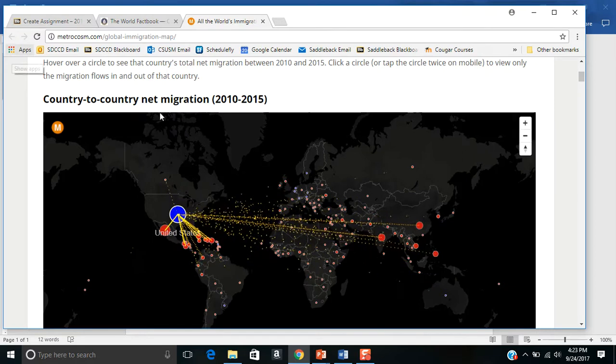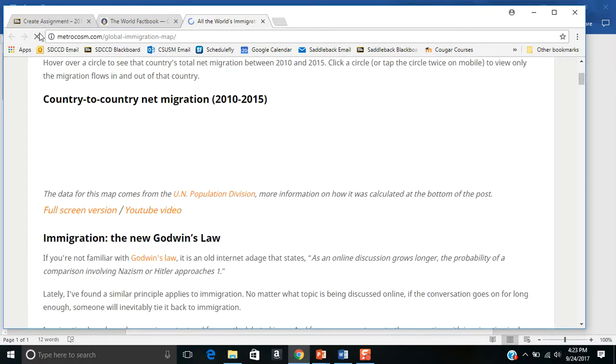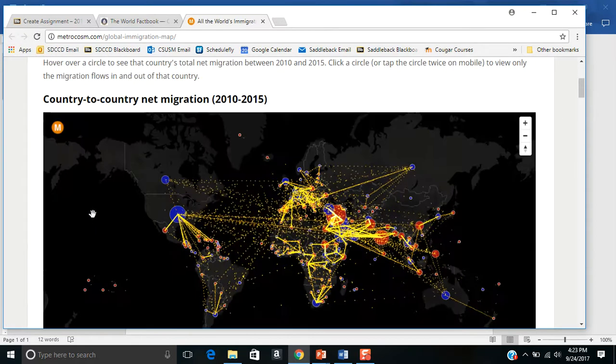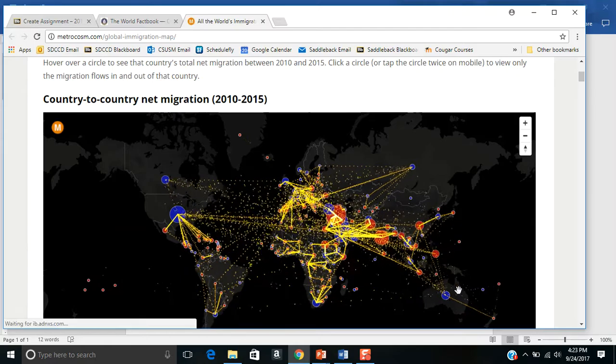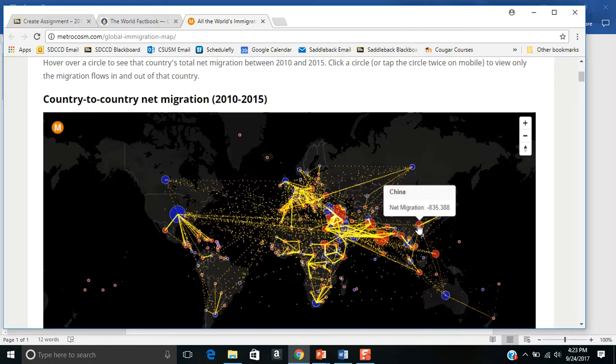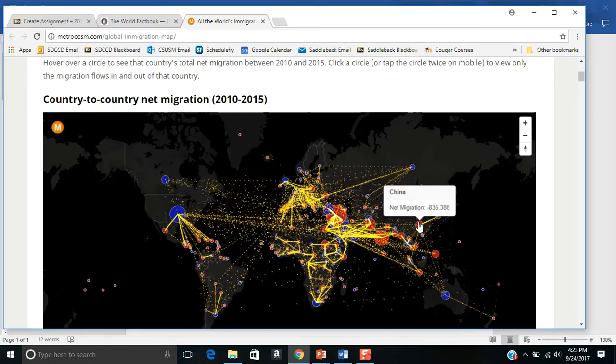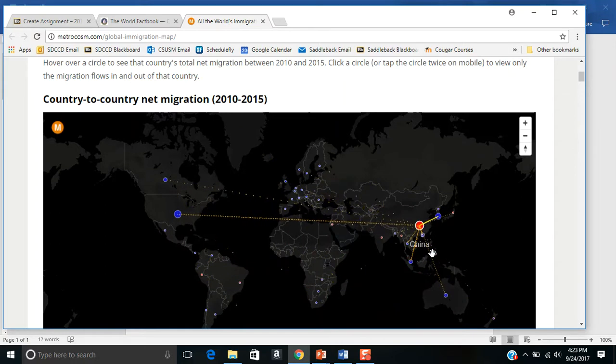If we go back out, I'm just going to refresh that. If you look at a country that has a red dot, that means they have more people leaving the country than they have coming into the country. So here's an example. China has more people leaving China than coming into China. It doesn't mean nobody is coming into China. It just means that more people are leaving than coming in.